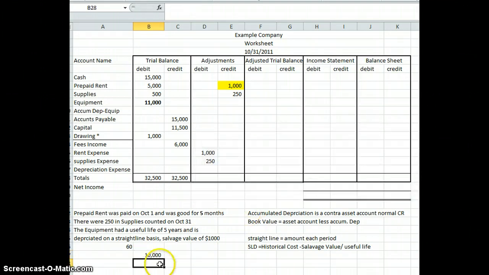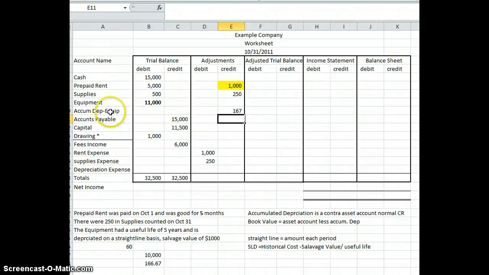And then we're going to say that $10,000 is divided by 60 months, the number of periods for the useful life. And we get 166.67. For our example here today, I want to use round numbers. Obviously in accounting we really don't use round numbers, we use pennies. But I'm just going to round up to 167 for ease.